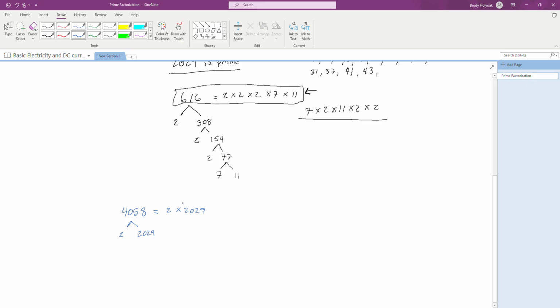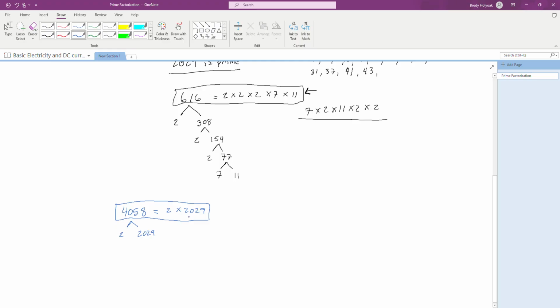And we want to put that in proper form. So we get the prime factors of 4058 are 2 and 2029. And then once we break those down, we can see how these are going to work for us later.